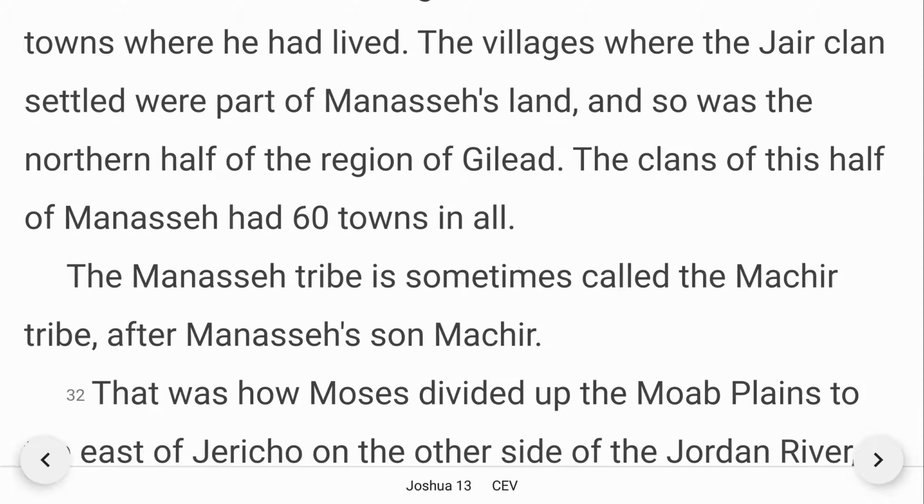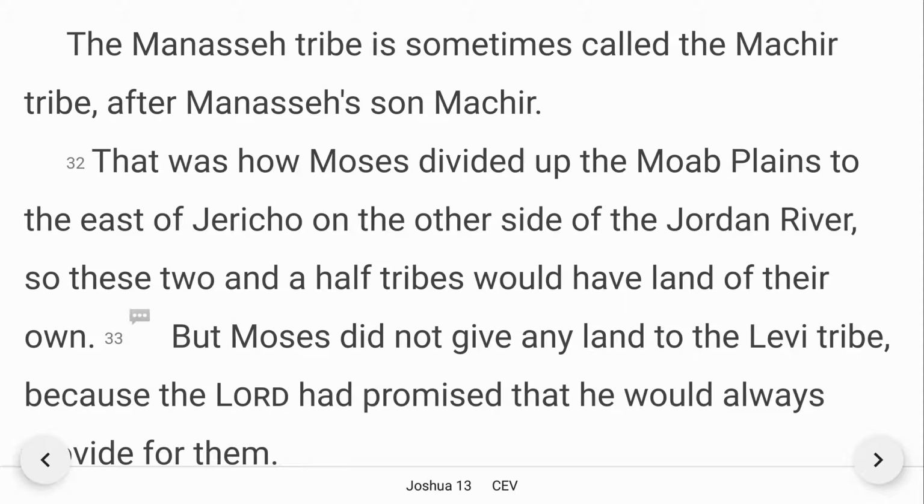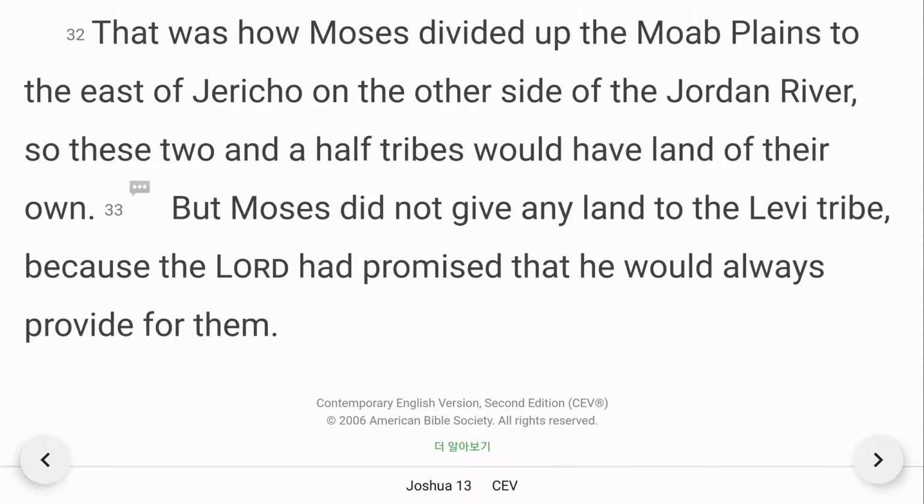The Manasseh tribe is sometimes called the Machir tribe, after Manasseh's son Machir. That was how Moses divided up the Moab plains to the east of Jericho on the other side of the Jordan River. So these 2.5 tribes would have land of their own. But Moses did not give any land to the Levite tribe because the Lord had promised that he would always provide for them.